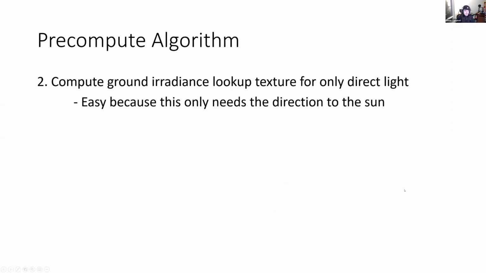Next, you have to compute the ground irradiance lookup texture. That is how much light is entering each spot on the ground. Remember, this is no longer the reflectance one, because we took out the ground reflectance property, which we will add back in at runtime. This is just how much light is entering the point. It's easy to compute this because you just need to know the direction of the sun. That's in your scene, so it's going to be somewhat constant. If you move your sun, you're going to have to recompute all these tables, but it's not so bad.